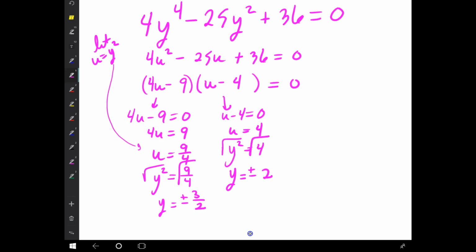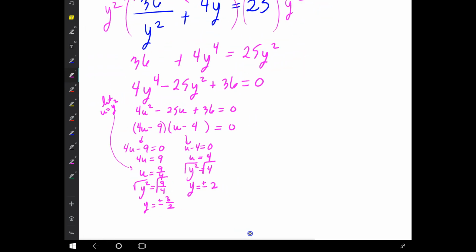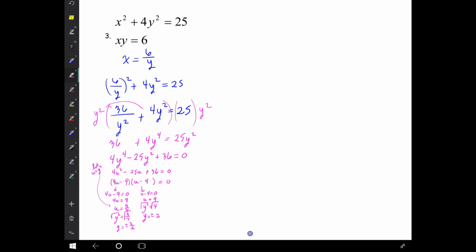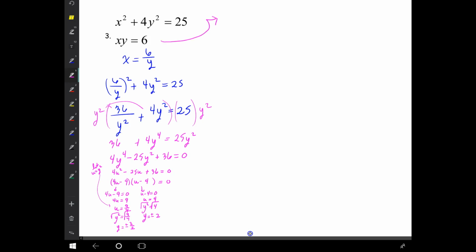Which means I'm going to have to plug in 4 values for y, or at least take into consideration 4 values for y, and determine what my corresponding x values are. So if I plug in a positive 2 for y, and I would do it in this equation just because it seems nice and easy to use. When y is 2, then I would have x times 2 equals 6. So x equals 3. So I have 1 point as (3, 2).